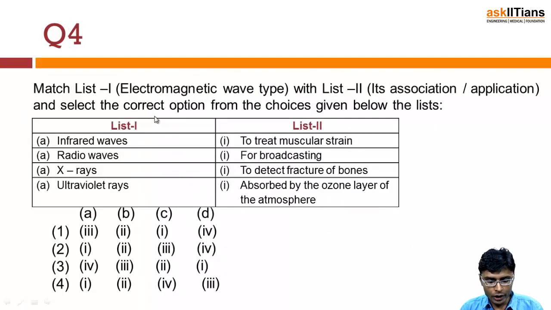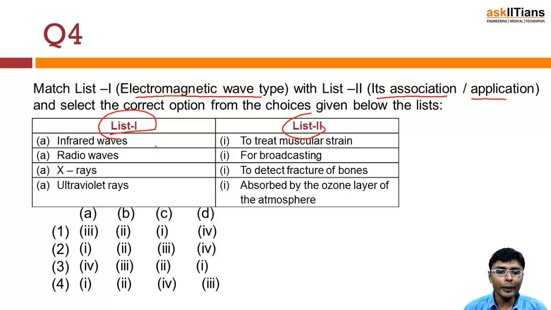Moving on to the next question, question number 4. So here we are given two lists, list 1 and list 2. List 1 contains electromagnetic wave types and list 2 contains their applications. So you have to match them correctly, right? The waves given are infrared rays, radio waves, X-rays and ultraviolet rays. The applications given are to treat muscular strain, for broadcasting, to detect fracture of bones, and absorbed by the ozone layer of atmosphere.